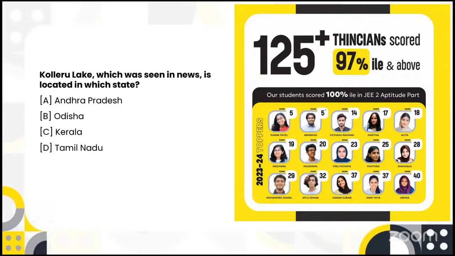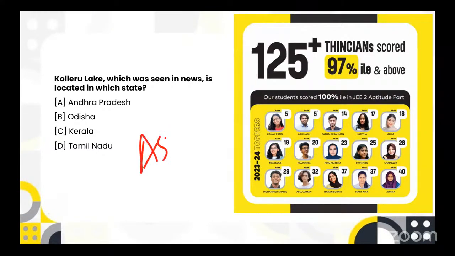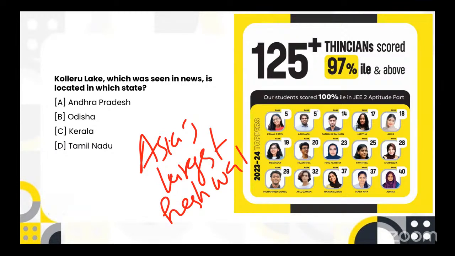Kolleru lies in the delta between the Krishna and Godavari, between the Krishna and Godavari deltas, and it is Asia's largest freshwater lake. Asia's largest freshwater lake, that is Kolleru Lake, and it's in the eastern part.